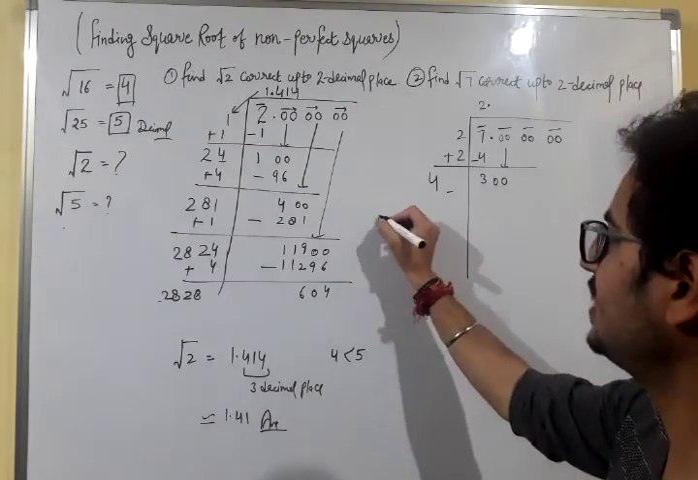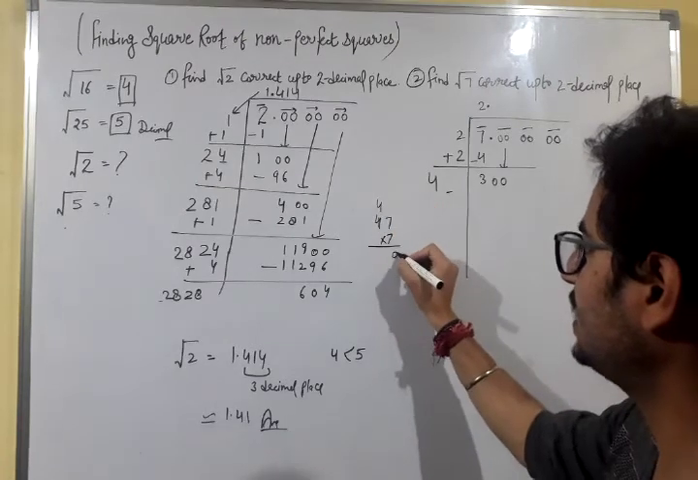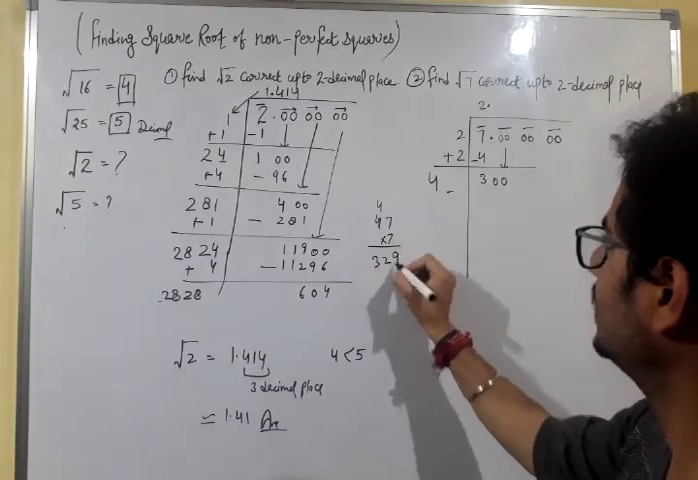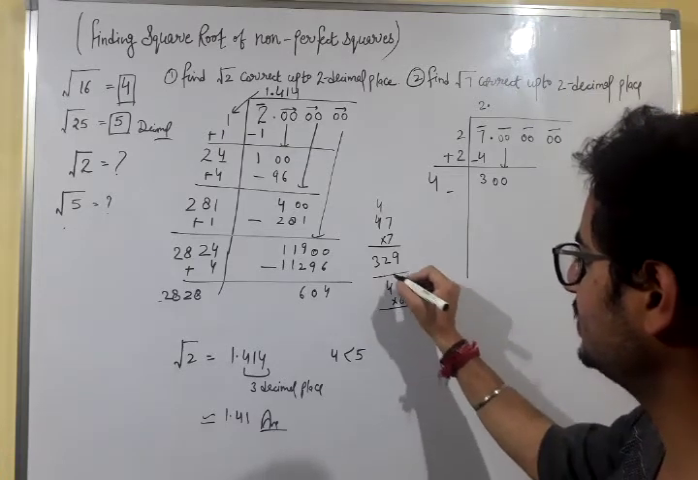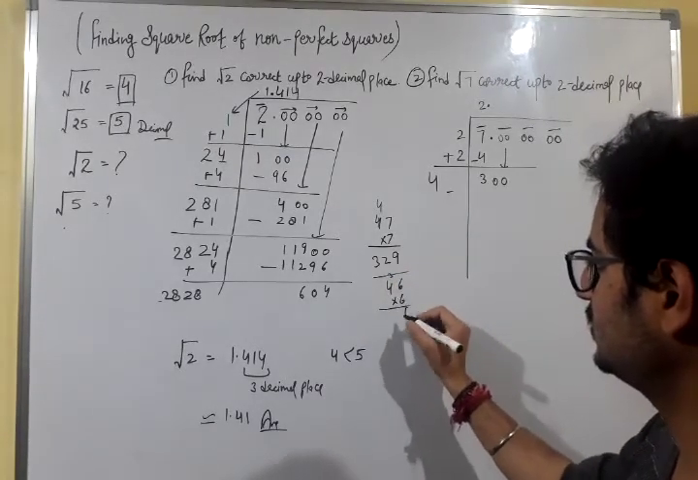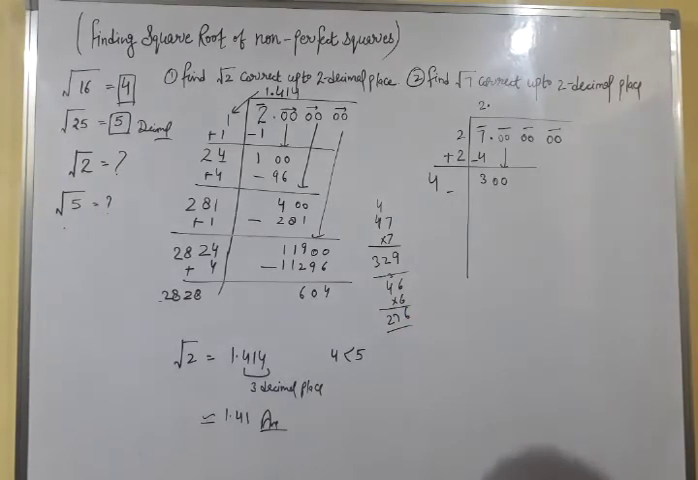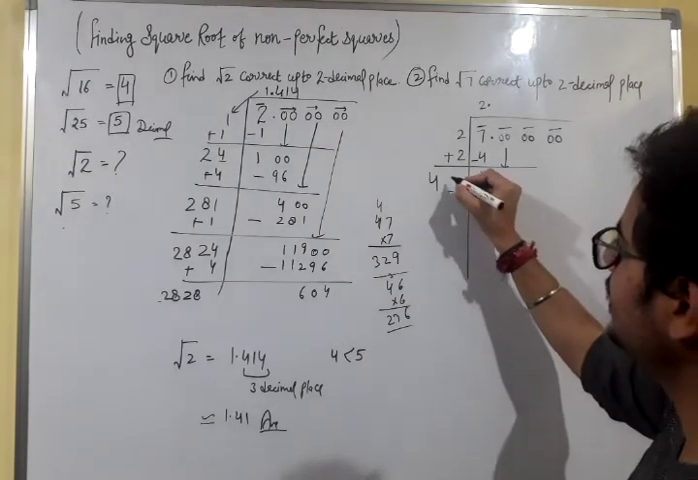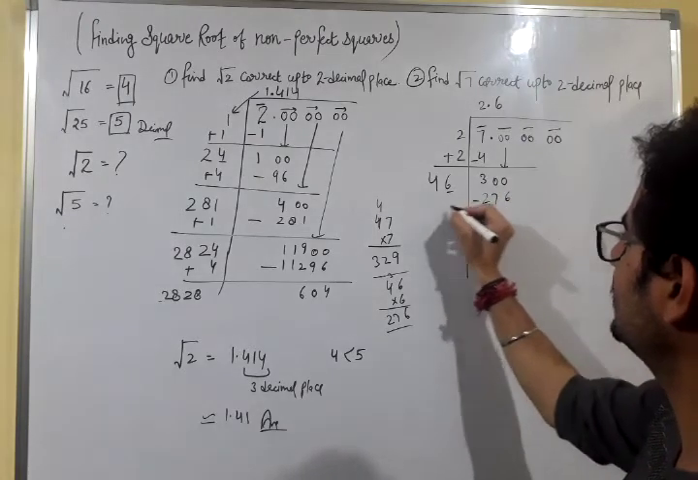If we write 7 here, so 47 will multiply by 7. 7 sevens are 49, 329. It will be greater. 46 will multiply by 6. 6 6s are 36, 276. We will write 6 here and multiply by 6. It will be 276. Subtract.